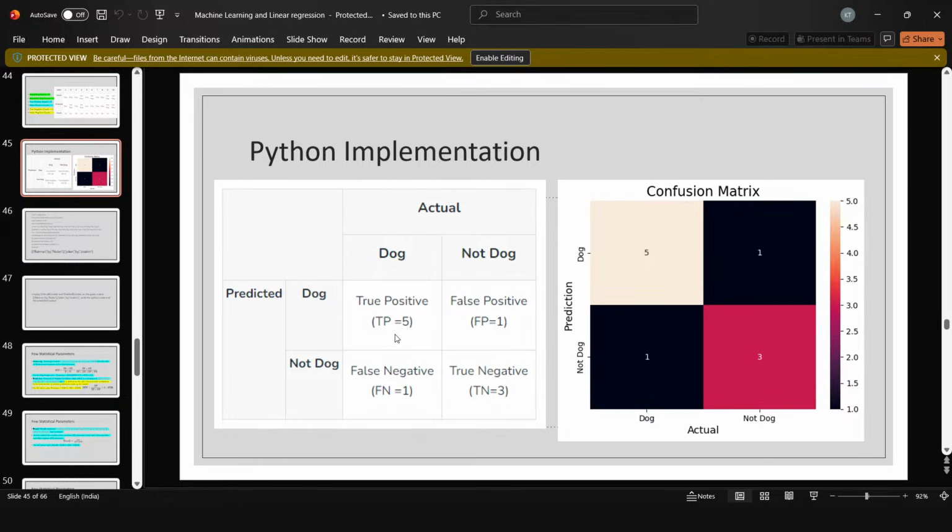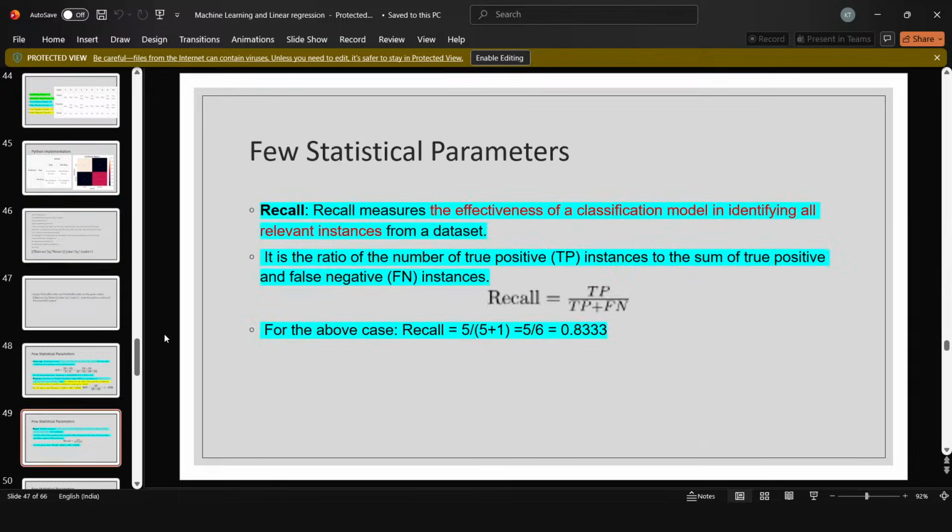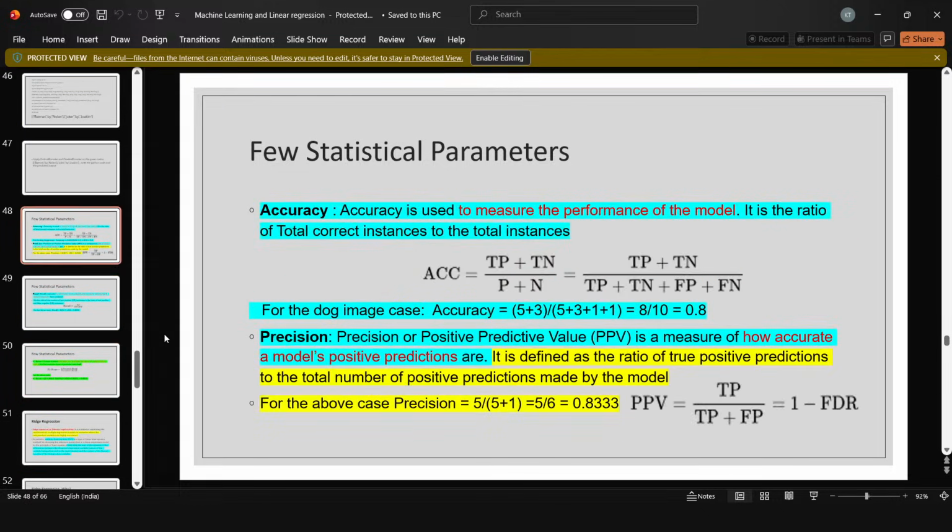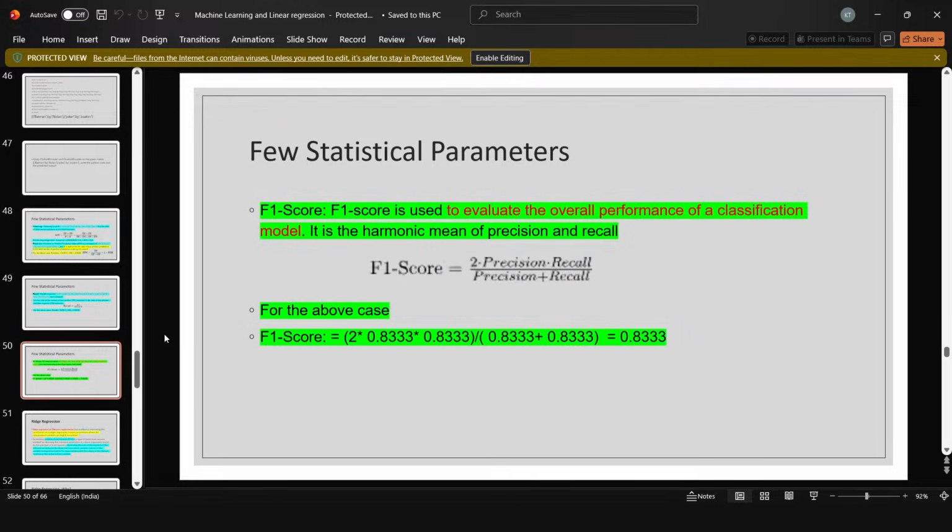So what it means is that 5 by 6 of the times you are predicting a dog correctly, but the other 1 by 6 of the times, it is actually not a dog, but you tell it is a dog. That's what it means. Okay, so this is recall. So these are the three statistical parameters.